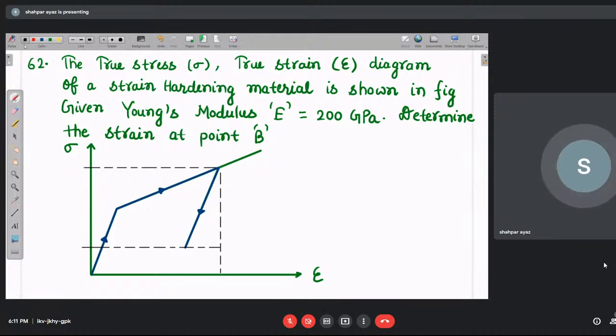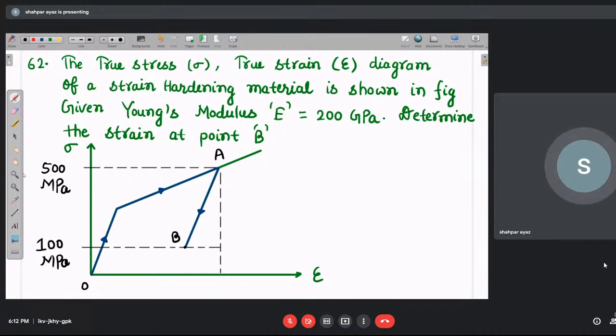So here values are given. This is your 500 megapascal. This value is your 100 megapascal. This point is, suppose, O. This point is your A. This point is your C. This point is your B. Like this till here. Right?